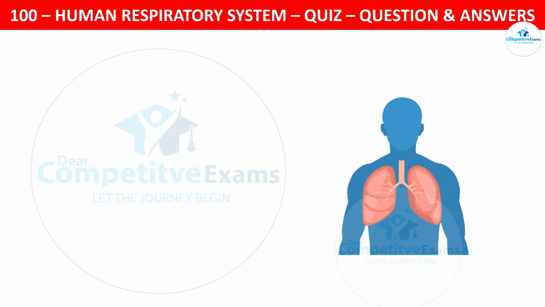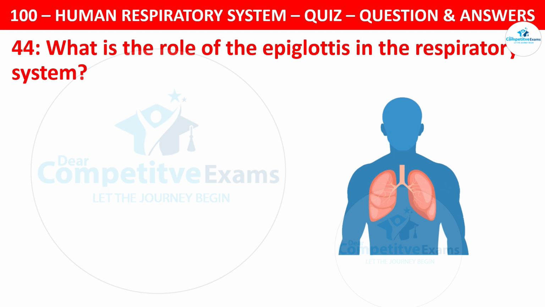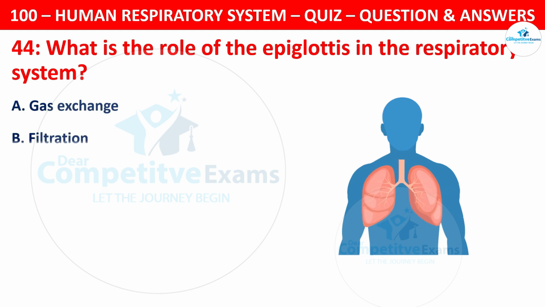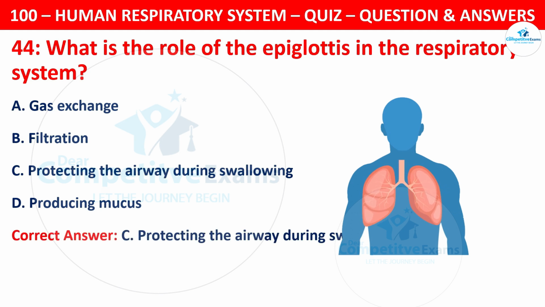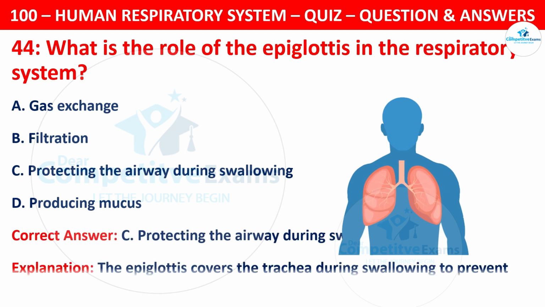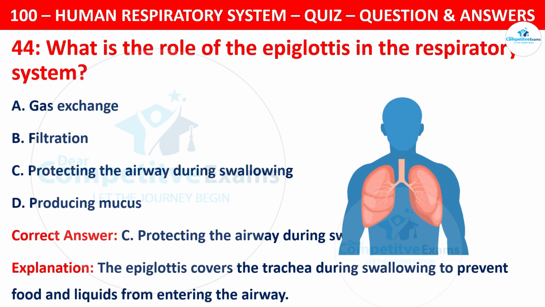Question number 44. What is the role of the epiglottis in the respiratory system? Your options are gas exchange, filtration, protecting the airway during swallowing, or producing mucus. The correct answer is C, that is protecting the airway during swallowing. The epiglottis covers the trachea during swallowing to prevent food and liquids from entering the airway.